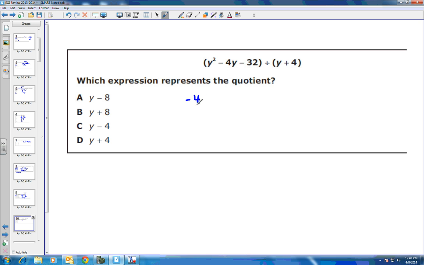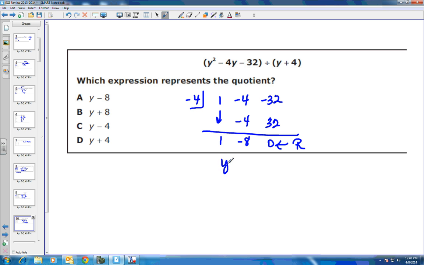Okay, negative 4 goes in my box. I have 1, negative 4, negative 32. Bring down my 1. So 1 times negative 4 is negative 4, negative 8, 32, and then I get 0. My last number is my remainder. Since it started off as y squared, this is y minus 8, which is A.